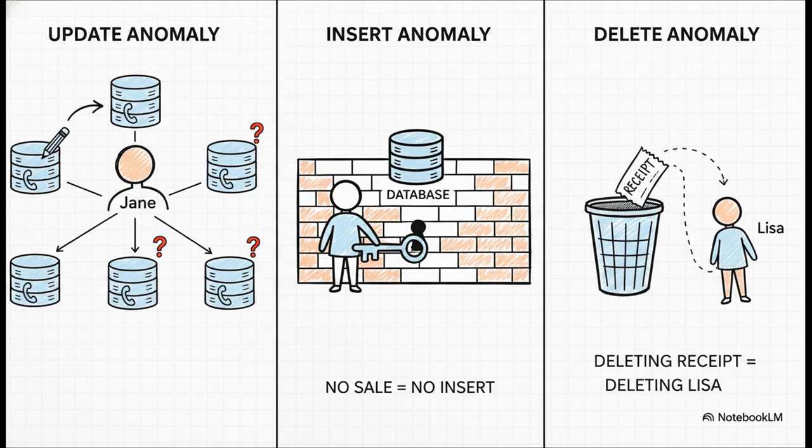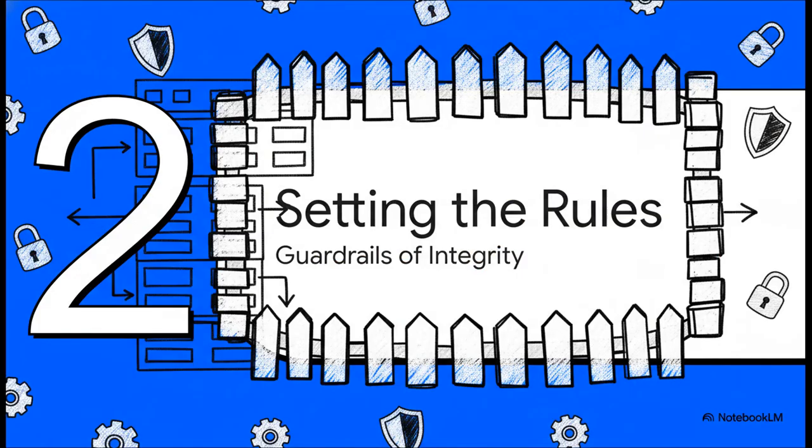And then there's the scariest one, the delete anomaly. Tom returns his items, so we delete those receipt lines to process the refund. And if that was the only place Lisa's info was stored, poof, she just vanished from our entire system. Gone.